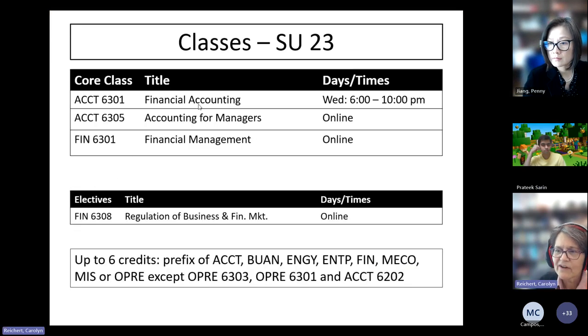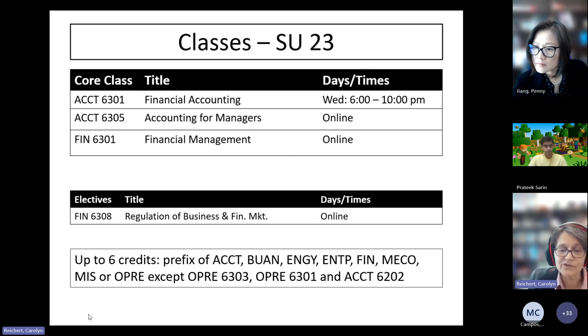So you've got an online section of accounting for managers. You've got an in-person section of Accounting 6301, face-to-face, and then you've got Finance 6301 online for summer. I don't know why this says summer 2023. It should be summer 2024, because that's what it is. And then we've got the Regulation of Business and Markets, which is online. So you can see there's not a lot of face-to-face classes in the summer. So for those of you starting in fall, just realize that the summer choices are a little bit thin. You don't have a lot of choice.